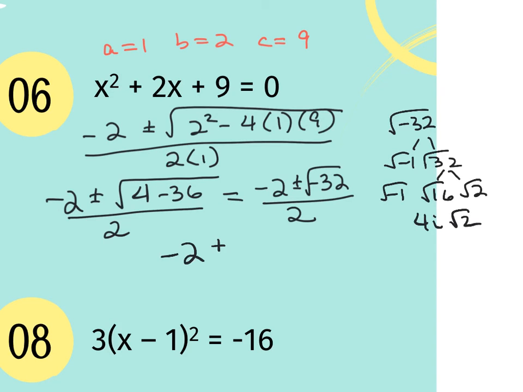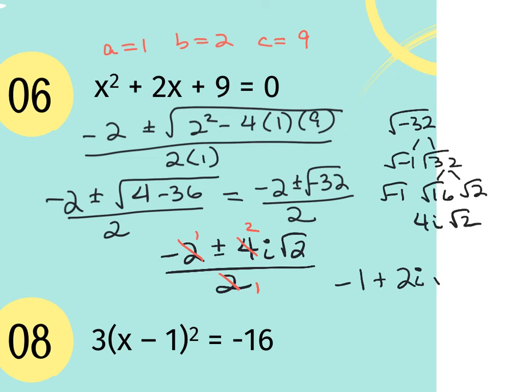So now I have negative 2 plus or minus 4i square root of 2, over 2. I can simplify now. 2 goes into the 2 once, 2 goes into the 4 twice. So the final answer here is negative 1 plus or minus 2i square root of 2. The last two, I'm just going to do the square root method. Pretty good on 6? Okay.